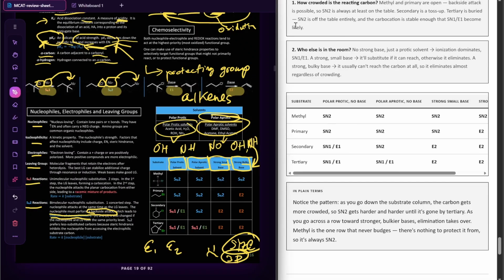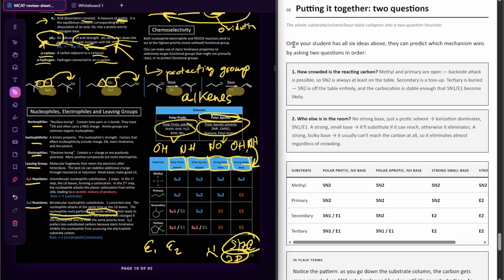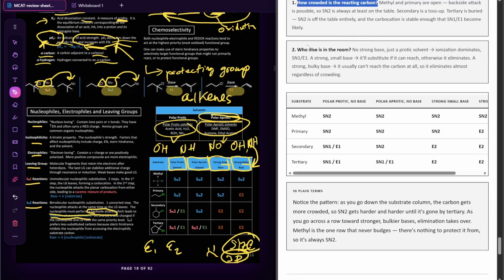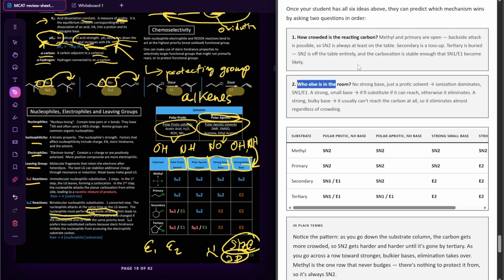By this point, you should be able to see that, as it's written here, once your student has all the 6 ideas above, you should be able to understand how crowded the reacting carbon is and who else is in the room. So we'll read this out. Methyl and primary are open, backside attack is possible, so SN2 is always at least on the table. And secondary is a toss up, tertiary is buried.